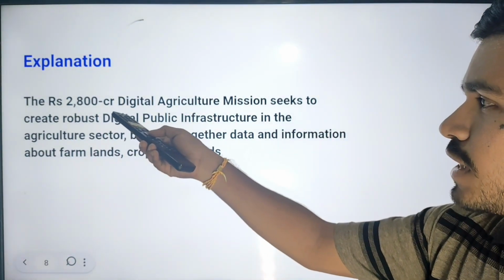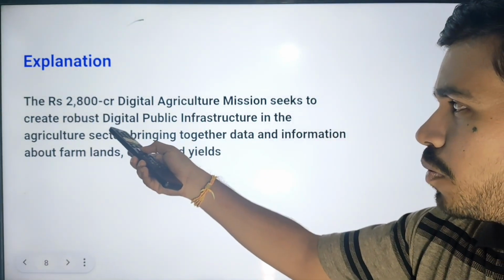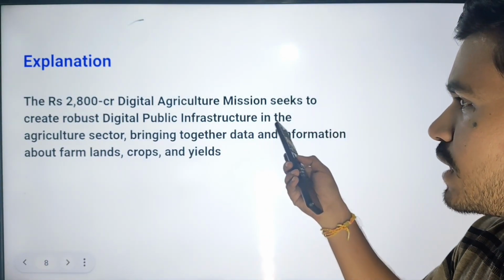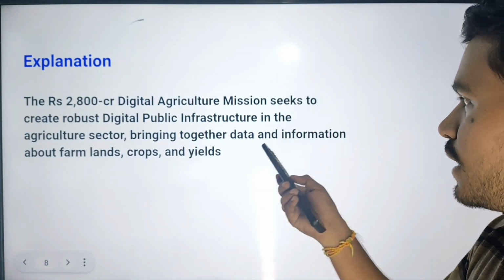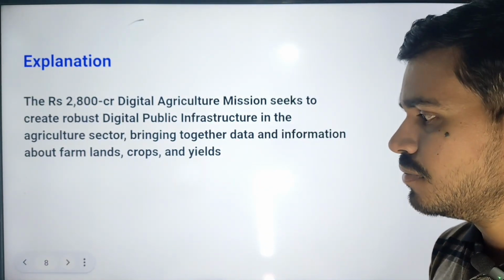The 2,800 crore rupees digital agriculture mission seeks to create robust digital public infrastructure in the agriculture sector, bringing together data and information about farmlands, crops and yields.